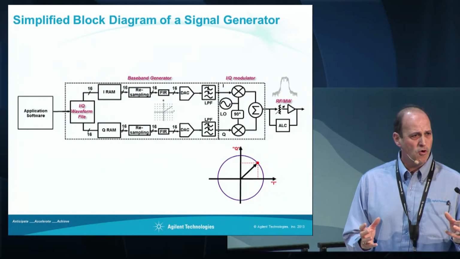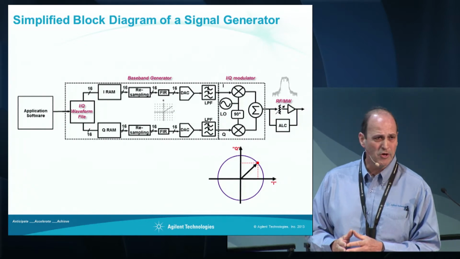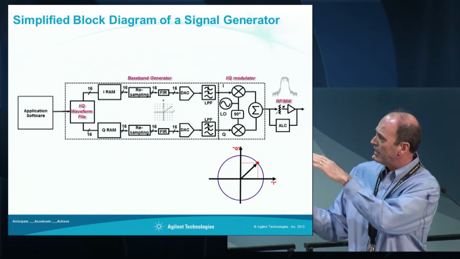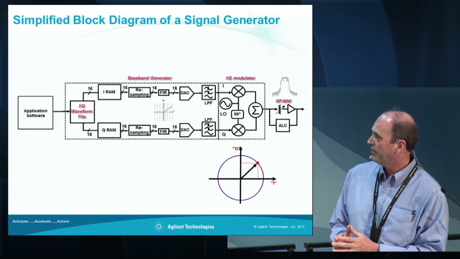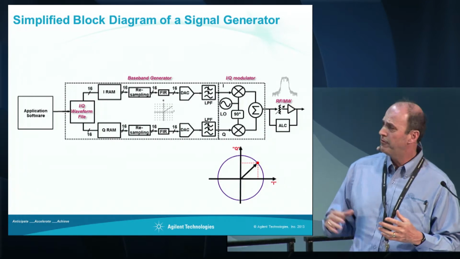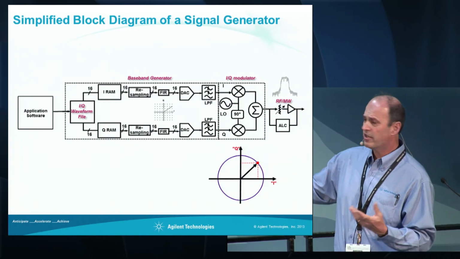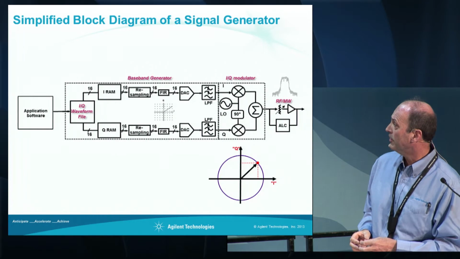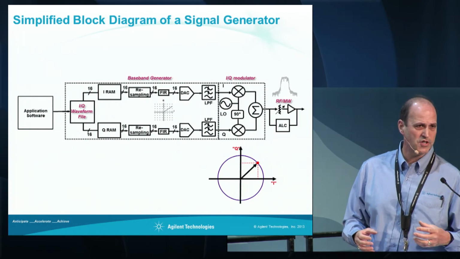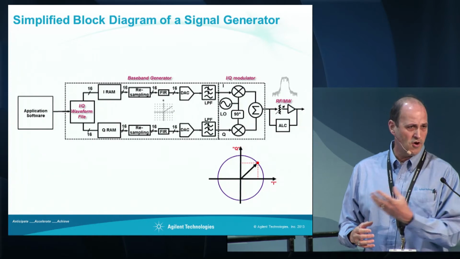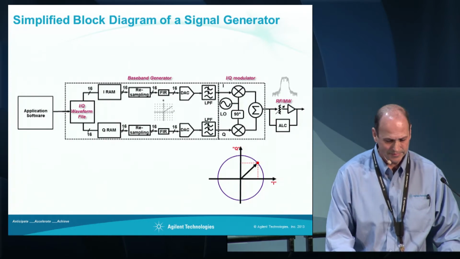You create a waveform of the signals you want, download that into memory. That's separated out into the I and Q branches of the baseband generator. So we would then filter those I and Q samples, go through a D to A converter to create an analog signal, filter it, and then use IQ modulation to modulate an RF carrier and generate the modulated signal at RF.